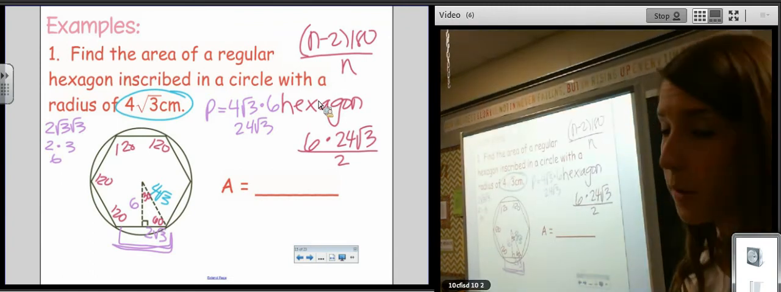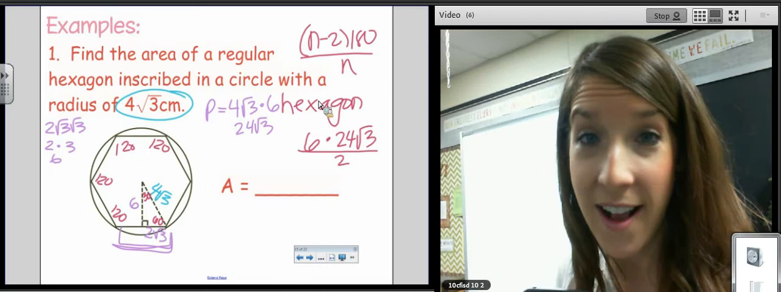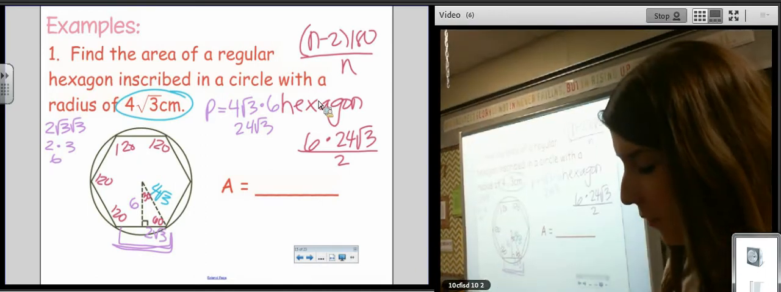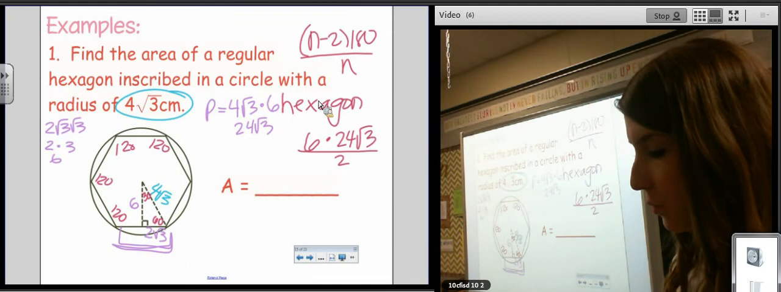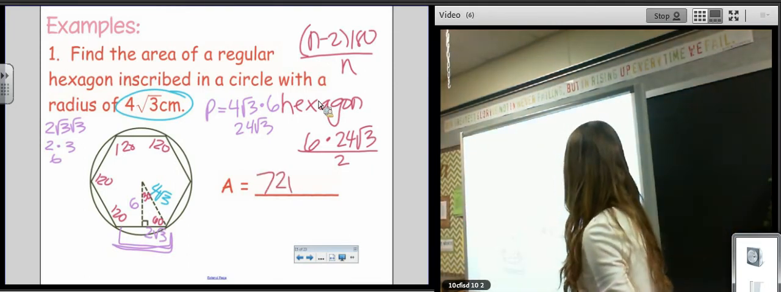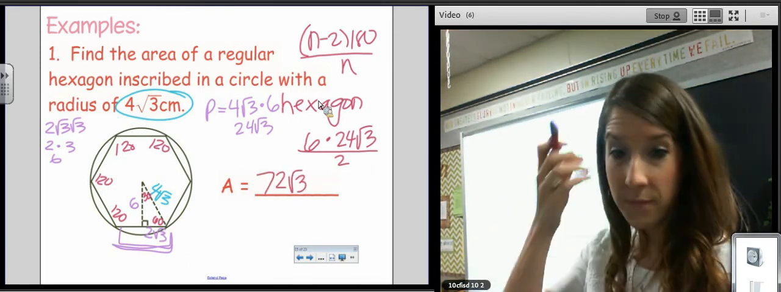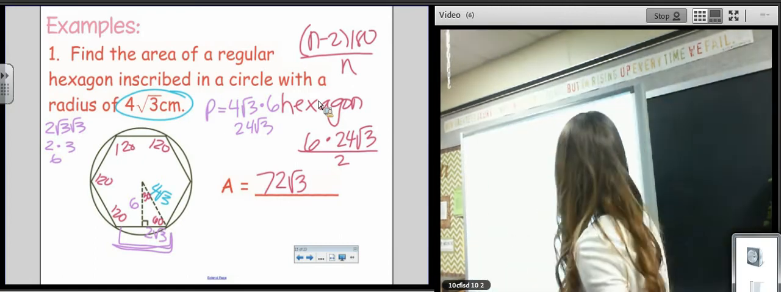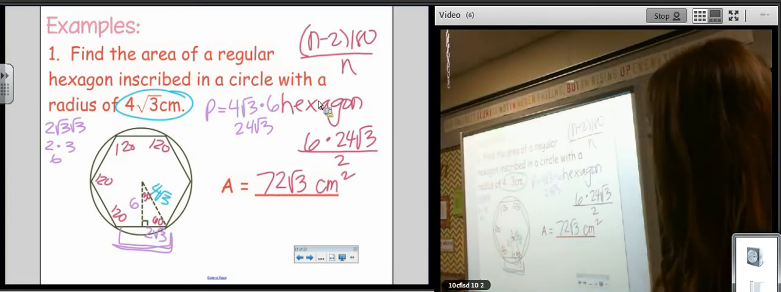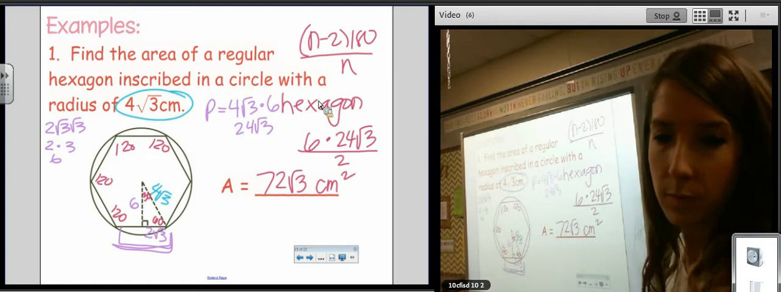Apothem times perimeter divided by 2. So now remember, we're not going to press root 3 in our calculator. We're going to do 6 times 24 divided by 2. And that gets us 72. We attach the root 3 at the end. You don't forget about him. And then we put units, centimeters squared. Okay? Moving on.